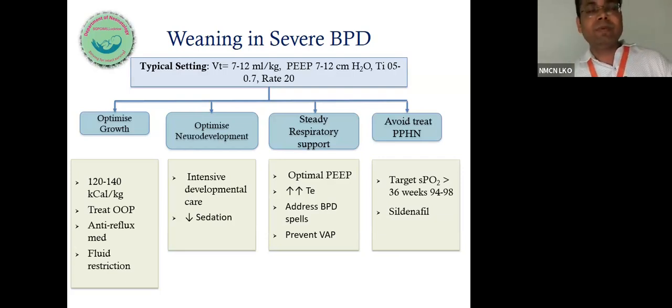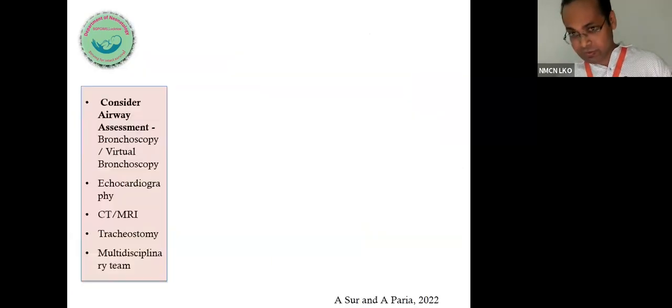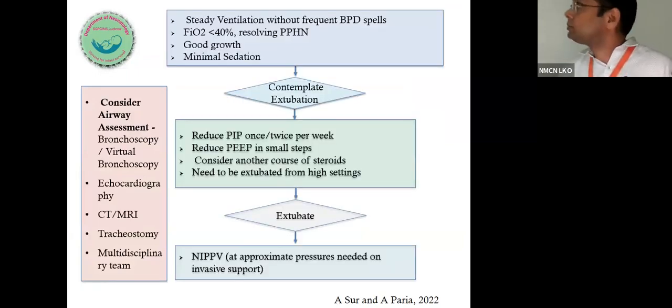After the baby has reached the post-menstrual age of 36 weeks, we can give higher levels of oxygen, 94 to 98, because oxygen itself causes vasodilation in the pulmonary circulation. Sildenafil can also be used. Suppose the baby is improving, then we can contemplate extubation, and we should slowly wean this baby to an IPPV.